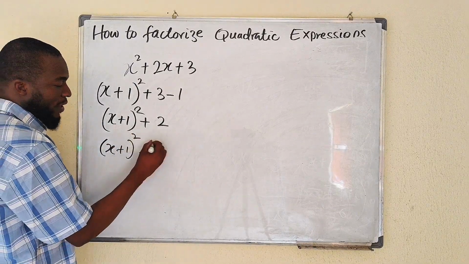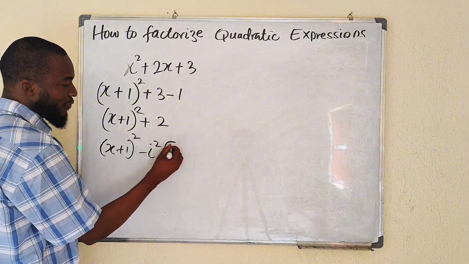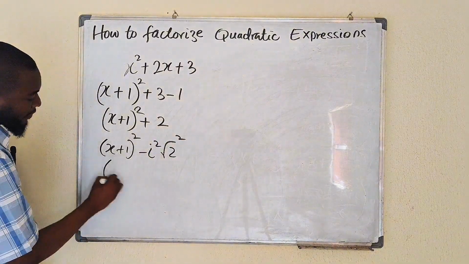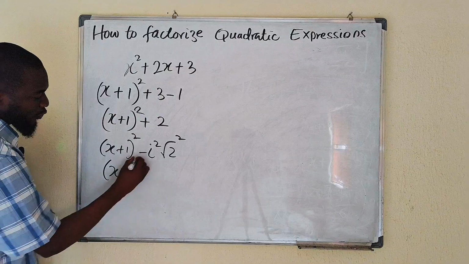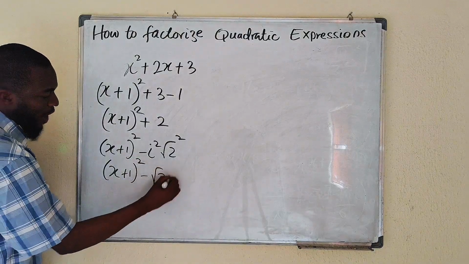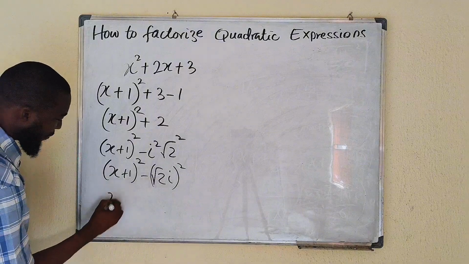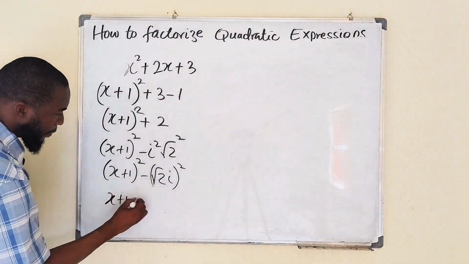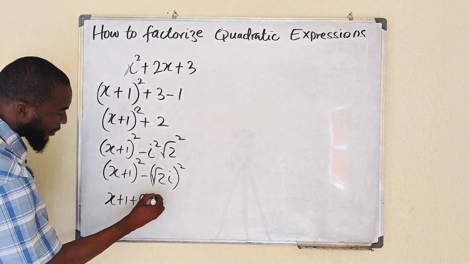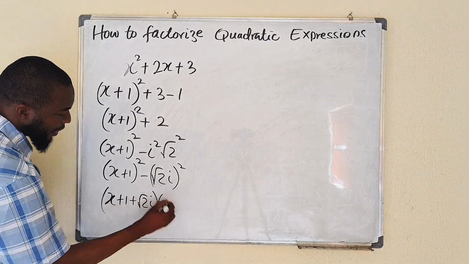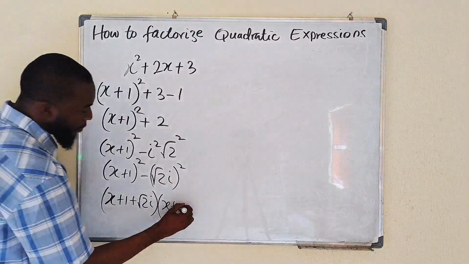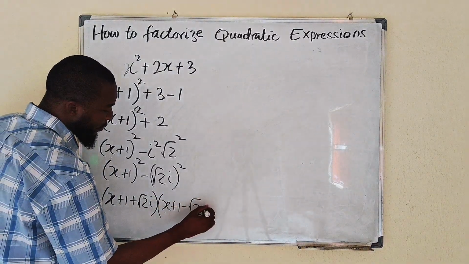Plus we have minus i squared. 2 we have root of 2 squared. This is x plus 1 whole squared minus root of 2i whole squared. Difference of two squares. We have x plus 1 plus root of 2i multiplied by x plus 1 minus root of 2i.